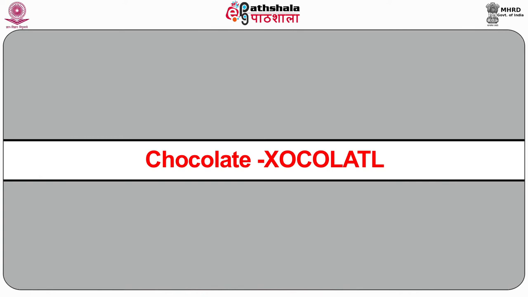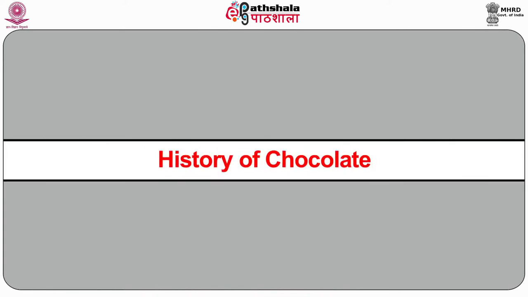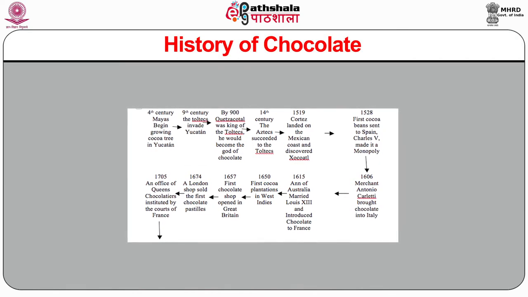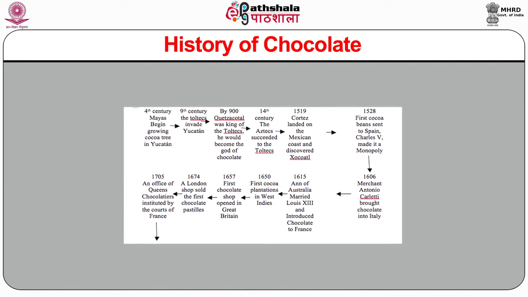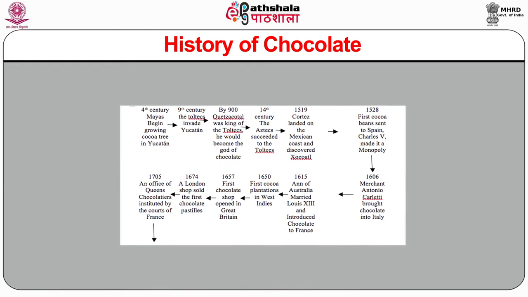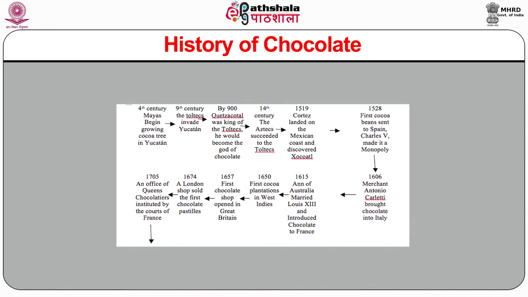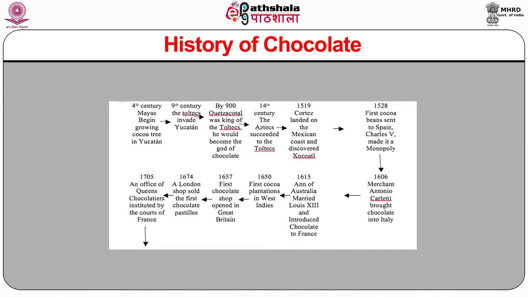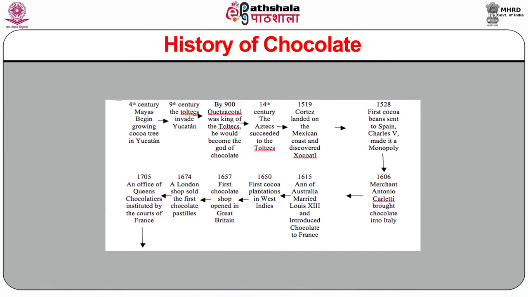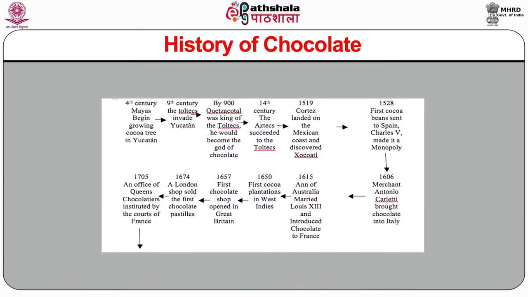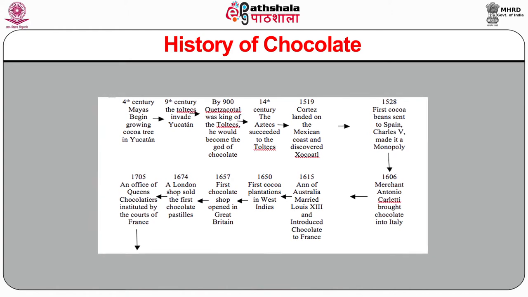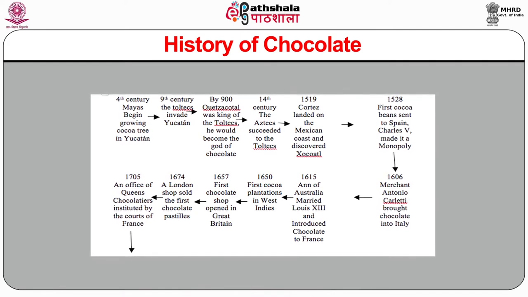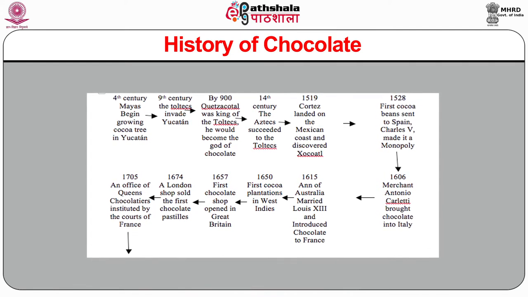Chocolate, Chocolatl, history of chocolate. 4th century, Mayas began growing cocoa tree in Yucatan. 9th century, the Toltecs invade Yucatan. By 900, Quetzalcoatl was king of the Toltecs. He could become the god of chocolate. 14th century, the Aztecs succeeded the Toltecs. 1519, Cortes landed on the Mexican coast and discovered Chocolatl.